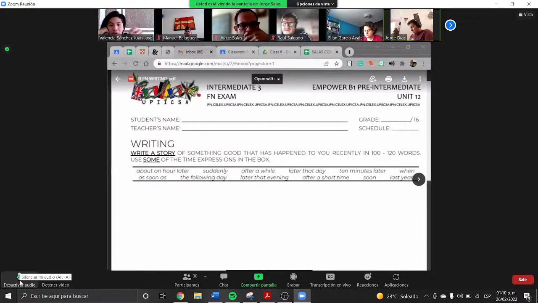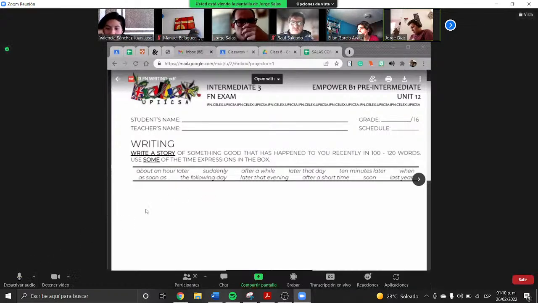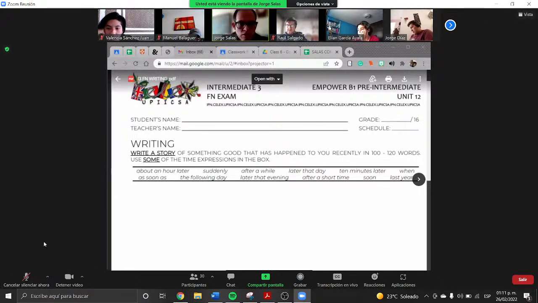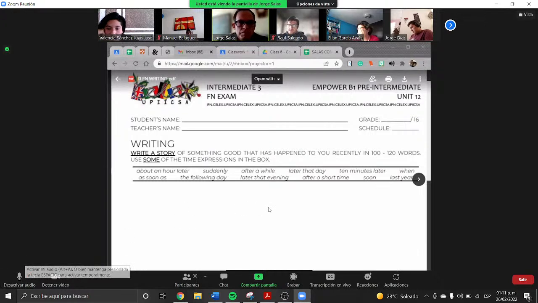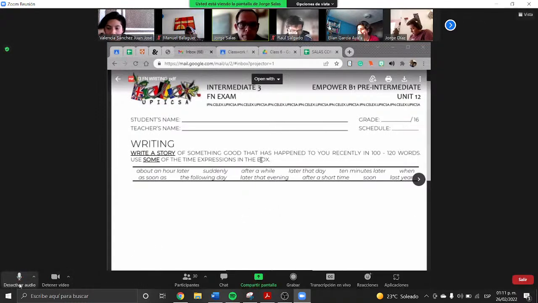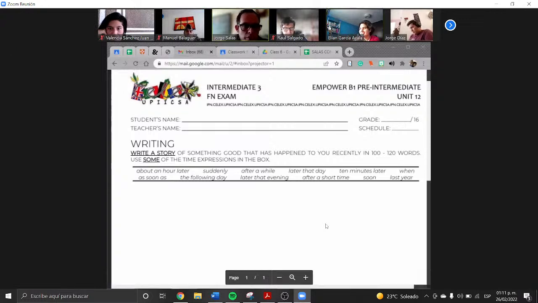Teacher, is it necessary to use that, or can we use different words, the vocabulary, the expressions? The expressions in the box, is it necessary to use all of them? No, some of them. Could be 3, could be 4, some of them. If we use 2 or 3, is it okay? 3 will be fine. 2 is too little. But 3 will be fine.